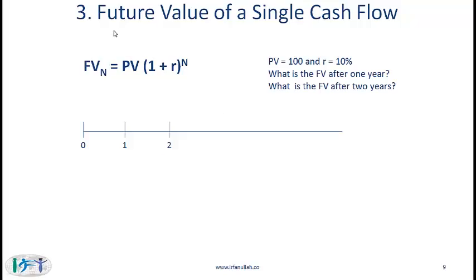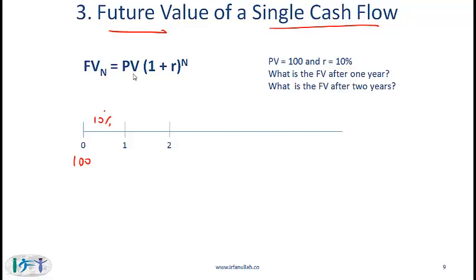Moving now to the concept of future value, and we will start with a simple case where we look at the future value of a single cash flow. The future value at time n is equal to the present value times 1 plus r, which is the interest rate, to the power of n. Say the present value is 100. So at time 0, the value is 100. The interest rate is 10%. What is the future value after 1 year?